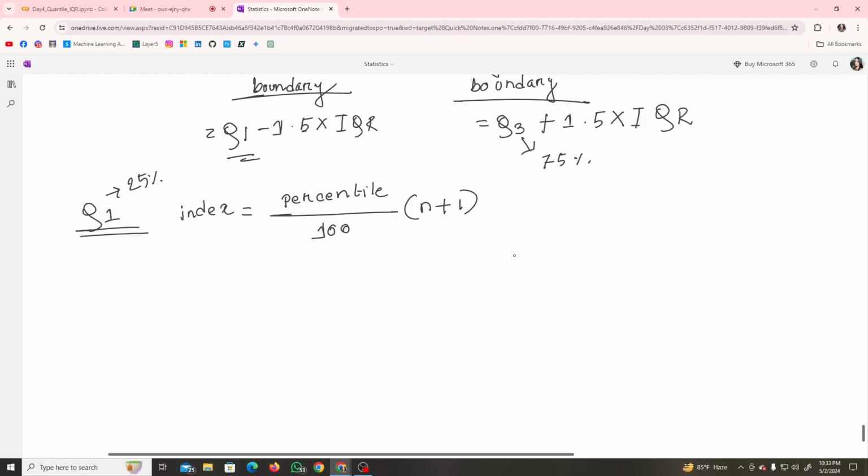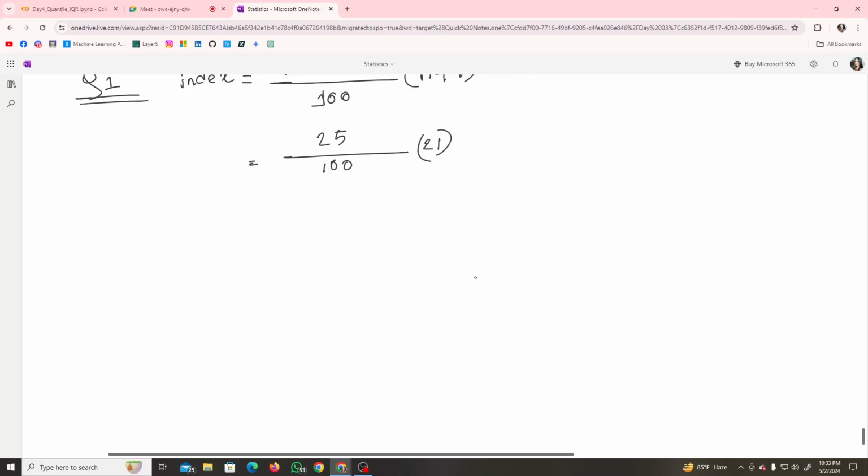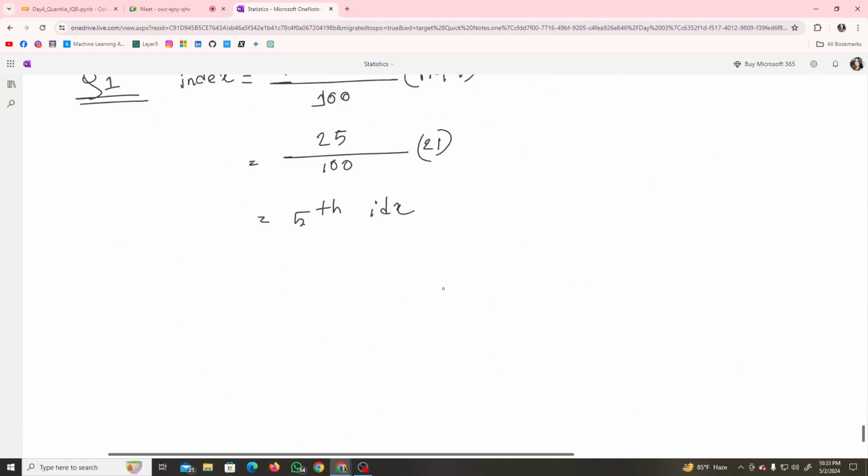So for Q1, the percentile is 25. The total number in this data set is 20, so 20 plus 1 is equal to 21, and we get 5 as the answer. So we will find the fifth index from our data set. Let's find it: 1, 2, 3, 4, 5. The fifth index is 5. So this is our Q1 of our data set. Q1 is equal to 5.